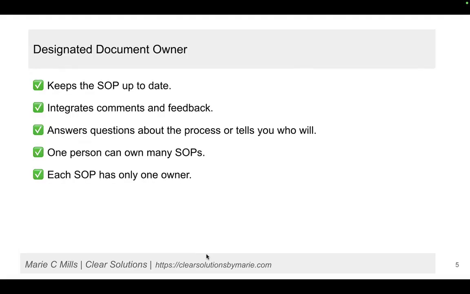So let's start by talking about the document owner. The number one job of the document owner is to keep the SOP up to date, to keep it current at all times. And they're also the person that if you have comments and feedback about the process, you can tell them, and then they will integrate that into the SOP. They're the person who can answer questions about the process or tell you who can answer that question. And although one person can be the document owner for many SOPs, each SOP should only have one owner.